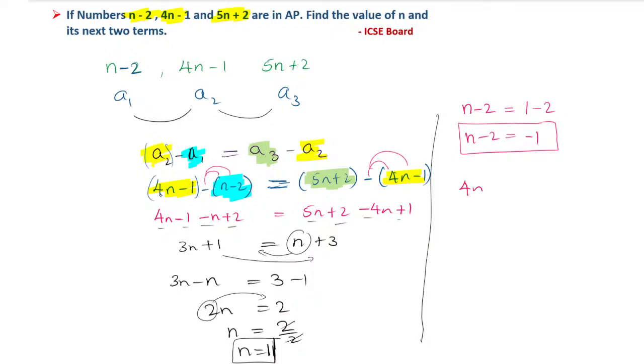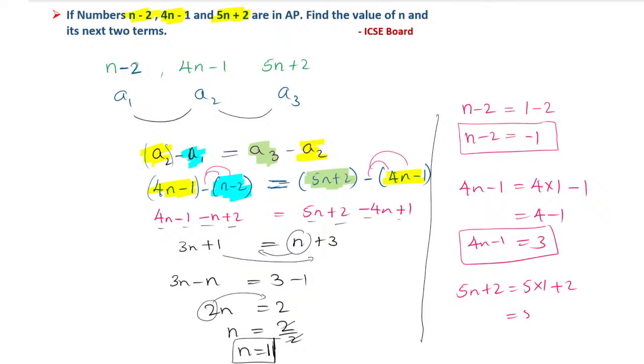Second one is 4n minus 1. 4 into n value is 1 and minus 1 we have. 4 ones are 4. 4 minus 1 is 3. The second term is 4n minus 1, that is 3. And the last one is 5n plus 2, that is equals to 5 into 1, and plus 2 we have. 5 ones are 5, plus 2 is 7. So third term is 7.